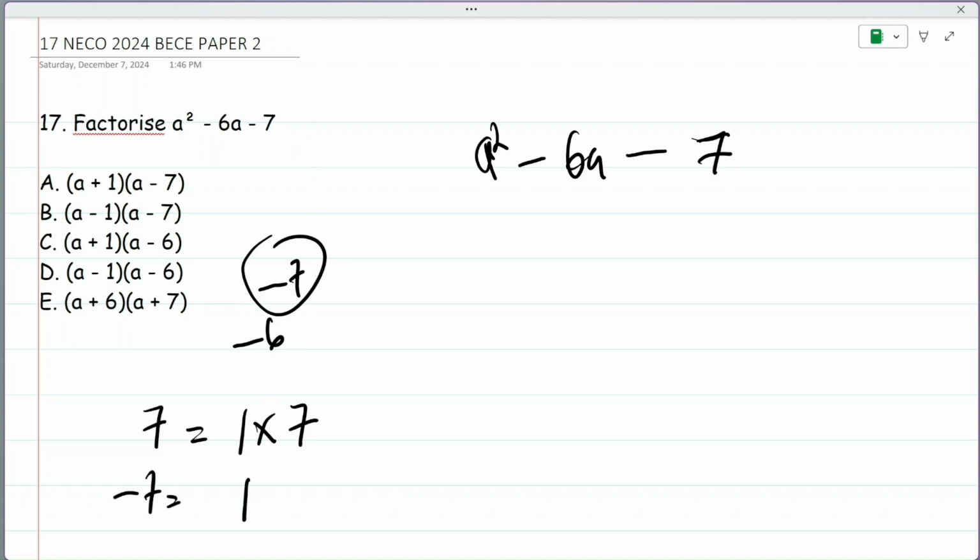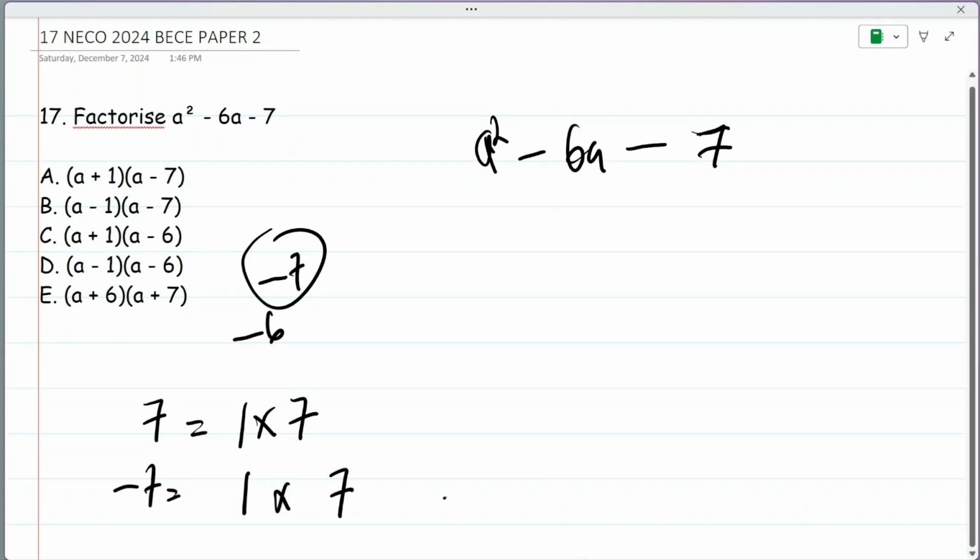So which one of them gets a negative when you multiply them together? This minus 6 determines which one gets the minus. The minus 6 from the minus 6a, that is the coefficient of a. For you to get a negative 6 when you add two numbers together, that means the bigger number should have the negative, meaning the 7 will have the negative. It's minus 7 and 1. That's the only way you can get minus 6 using these two numbers.